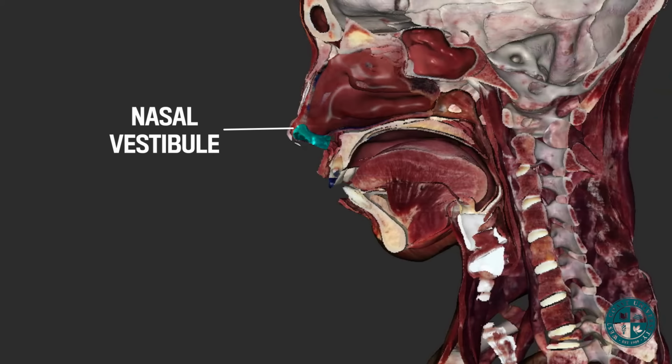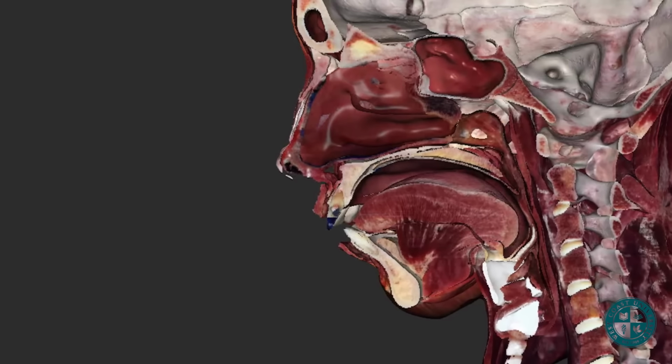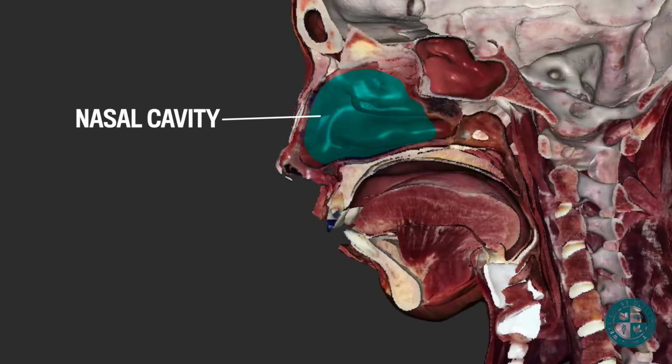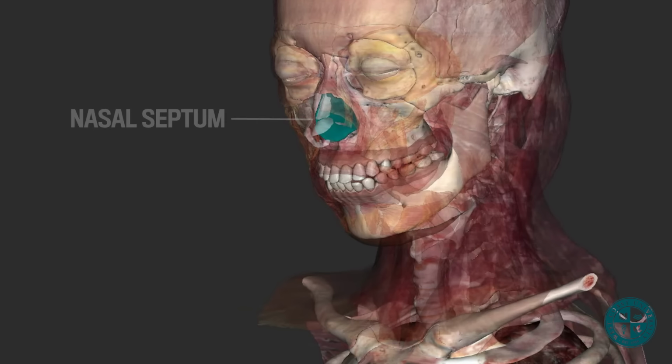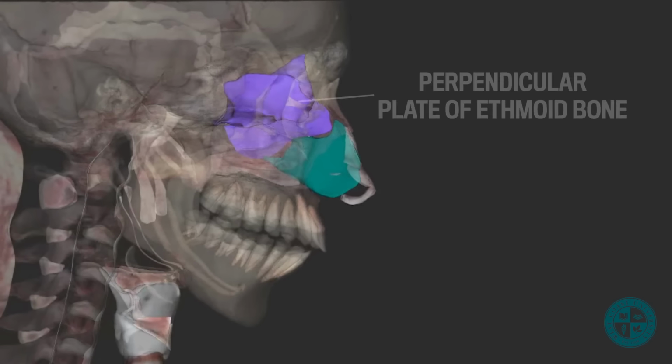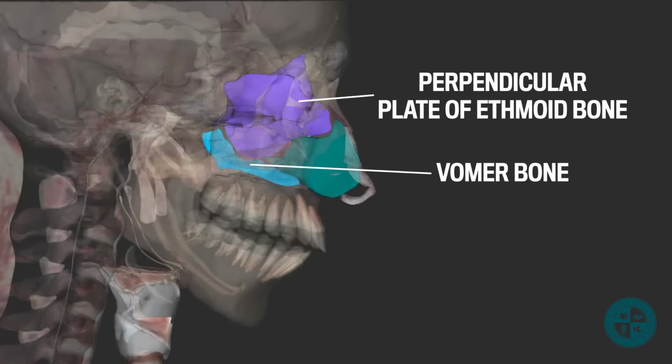In the nasal vestibule, you will see the coarse hairs that trap sand, dirt, and even insects from entering into the nasal cavity. Once the air passes through the vestibule, it will enter into the nasal cavity. The nasal cavity is separated into right and left sides by the nasal septum, which is composed of the perpendicular plate of the ethmoid bone and the vomer.